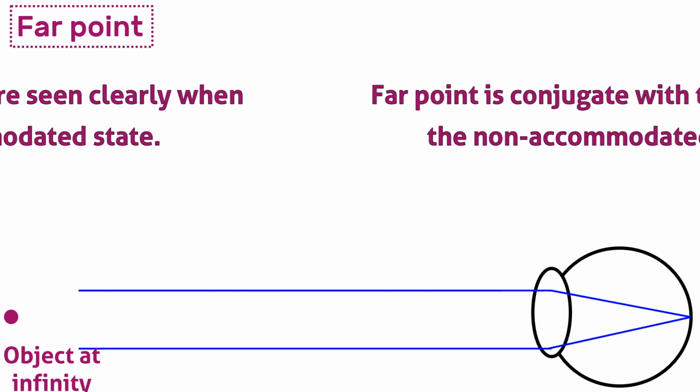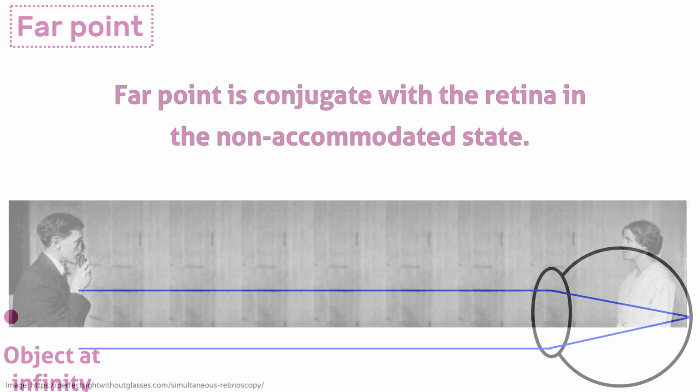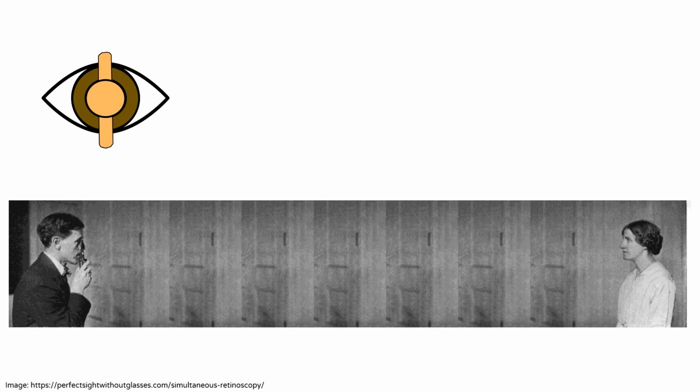So, the far point is conjugate with the retina in the non-accommodated state. In emmetropes, the far point is at infinity, which for practical purposes in ophthalmology is at 6 meters. If the peephole of the retinoscope is at the far point of the patient, all the light coming from the patient's pupil enters the peephole and the illumination is uniform. So a uniform illumination is obtained when the peephole of the retinoscope is at the far point of the patient's eye.